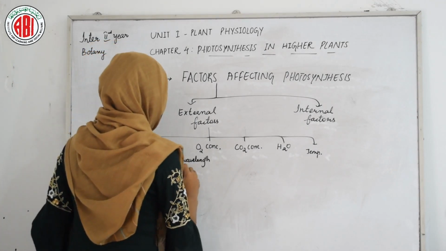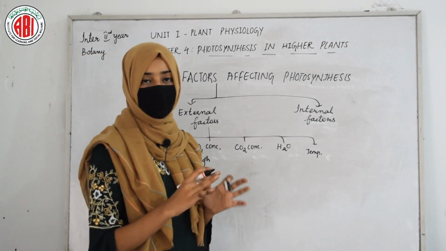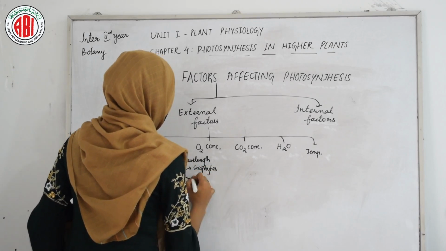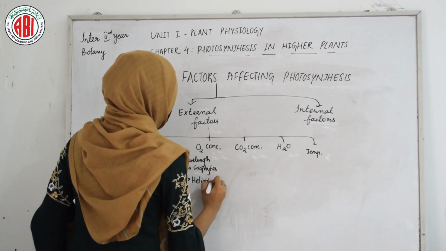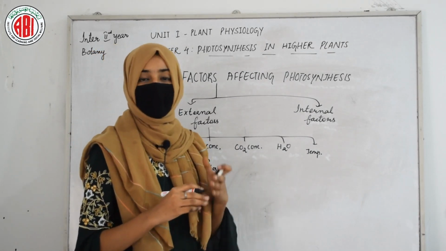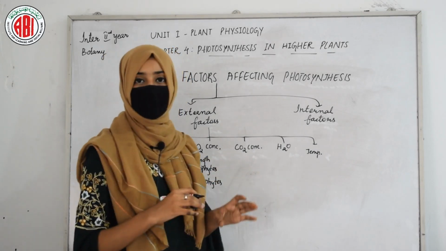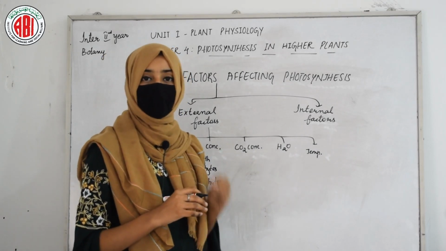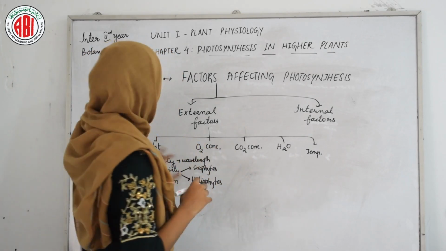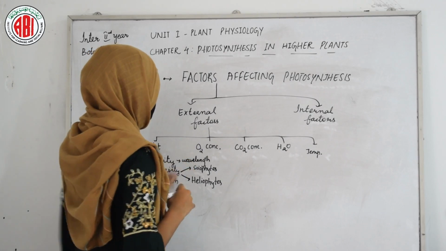Now intensity: based on the intensity of the light, the plants are classified into two main types, xerophytes and heliophytes. Xerophytes are the plants that can grow better in a lesser amount of light, whereas heliophytes are the plants that can grow only in the presence of bright light.